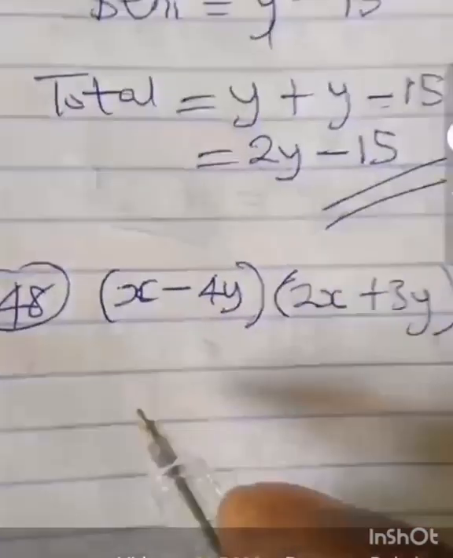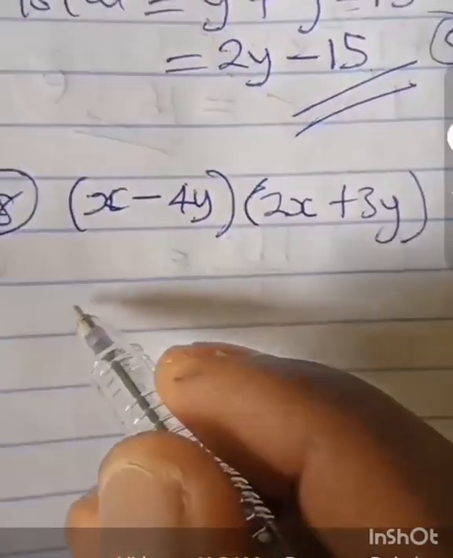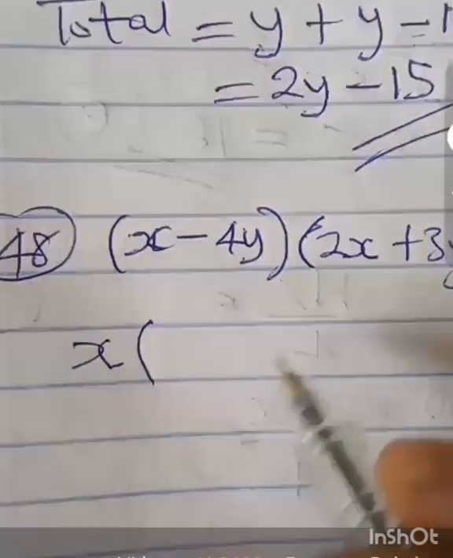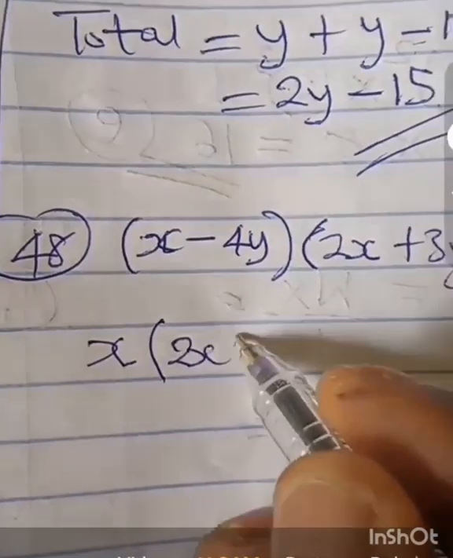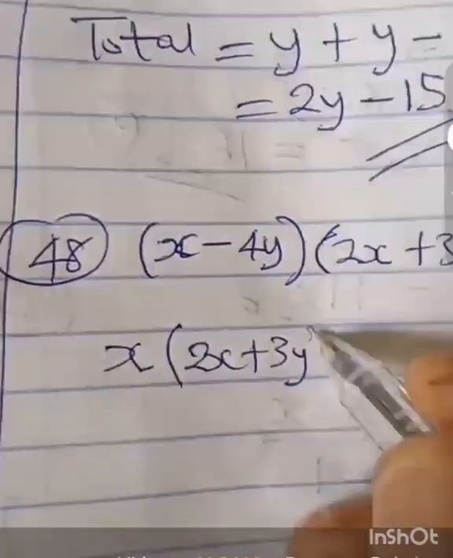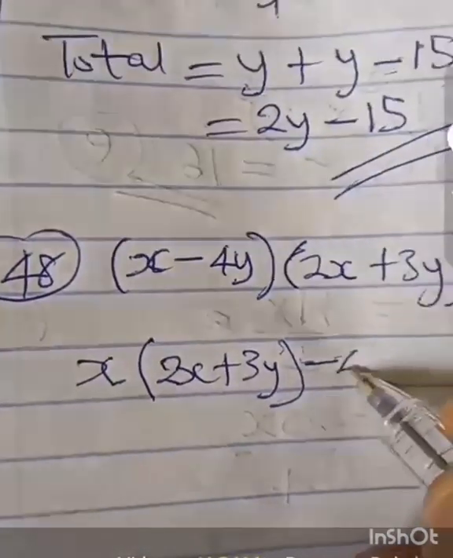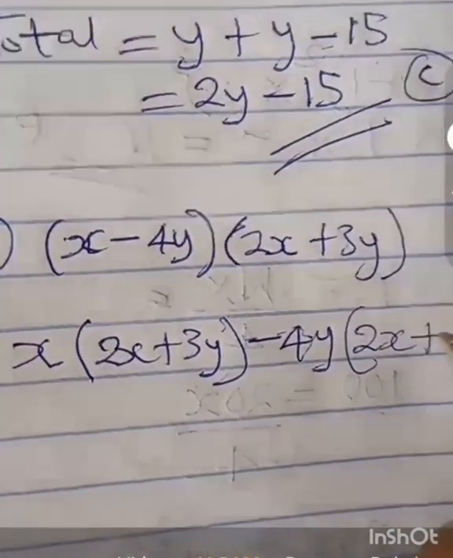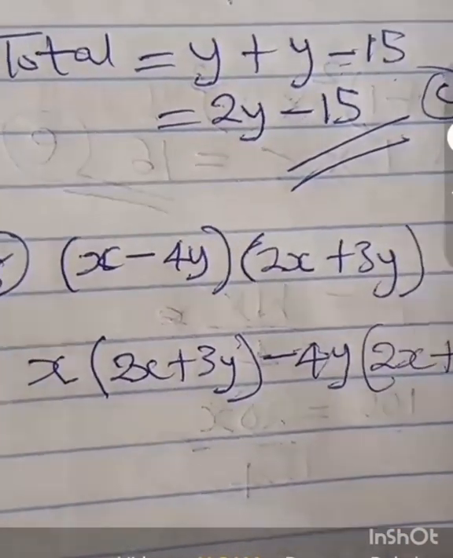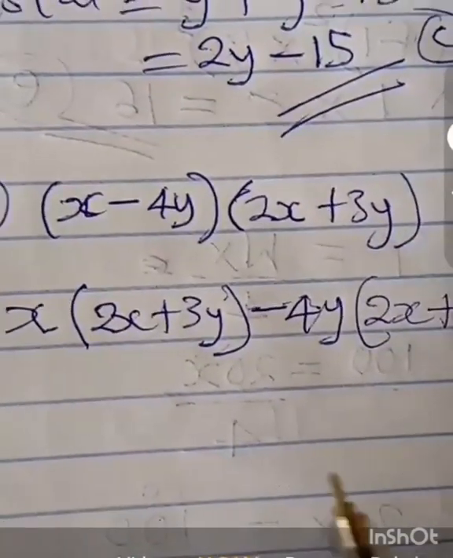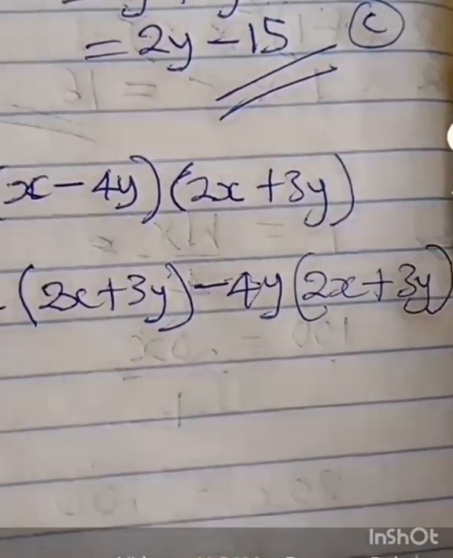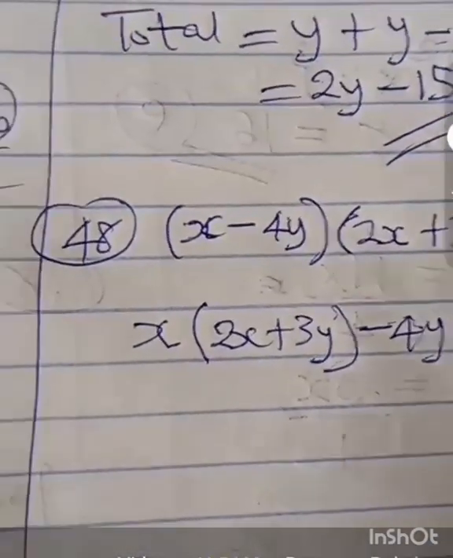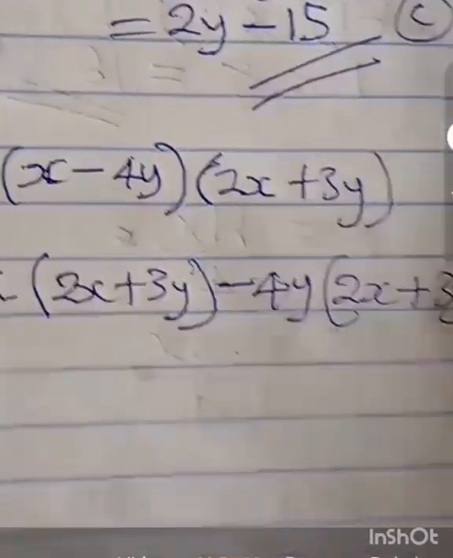So let me write that. I have x, I'm doing this for the first time, x into the second bracket 2x plus 3y, the next one minus 4y. So we have 2x plus 3y. So the moment we have this, we are good to go. We just use what is outside to multiply what is inside.